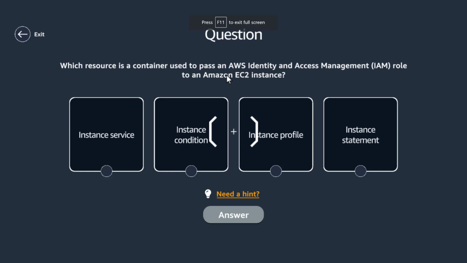Which resource is a container used to pass an IAM role to an EC2 instance? It's called instance profile.